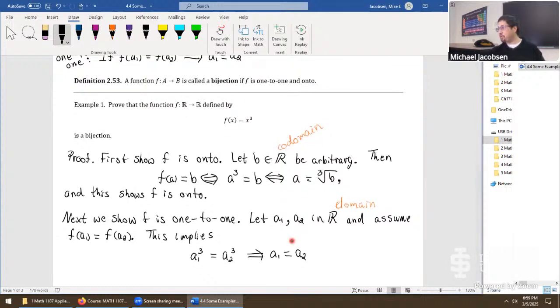Here, getting A1 equals A2 implies F is 1-to-1. So we've made two conclusions: F is onto, and F is 1 to 1. Now we have to make the final conclusion, back to definition 2.53. We showed that F is a bijection. So let's make that our overall conclusion with those two parts verified. Therefore, F is a bijection.